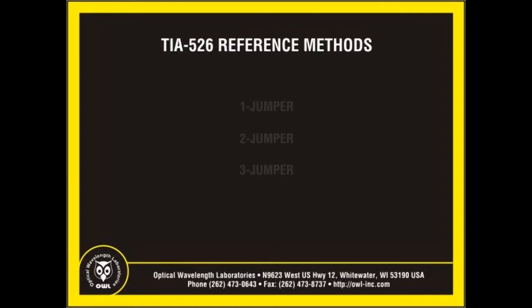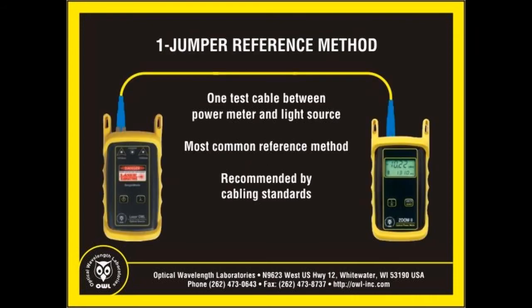The TIA 526 cabling standard outlines 3 different reference methods based on how many reference cables are used: 1 jumper, 2 jumper, and 3 jumper reference methods. The most common reference method is the 1 jumper method, where 1 patch cable is inserted between the power meter and the light source. This method has become the recommended reference method in recent years.